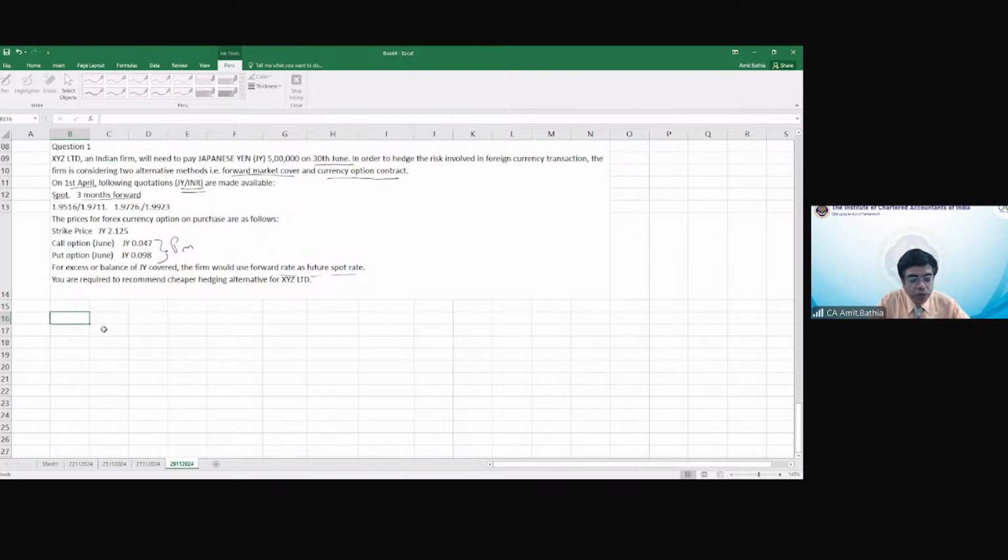All right. So first and foremost, my option one. Option one is forward cover. So how much will be my 3-month forward rate for me? Can you help me? What will be my 3-month forward rate?